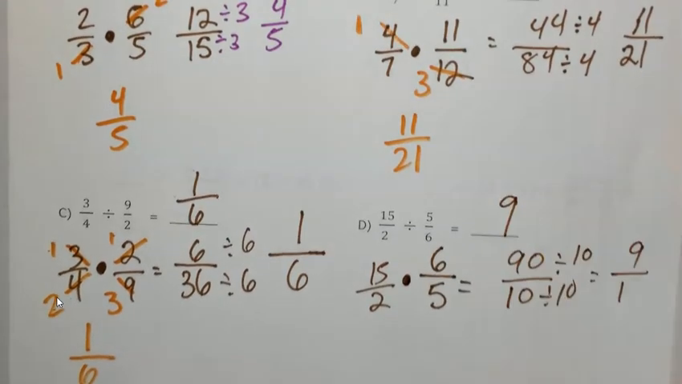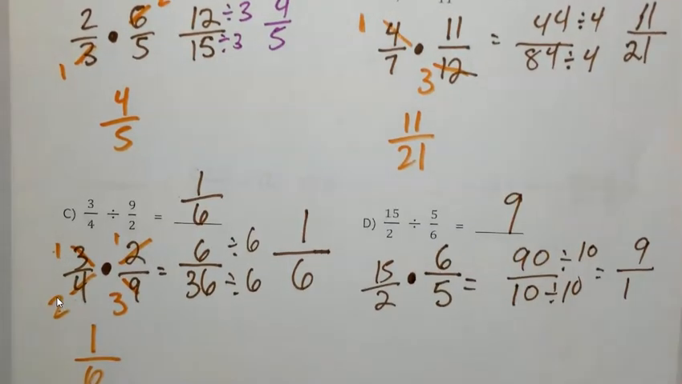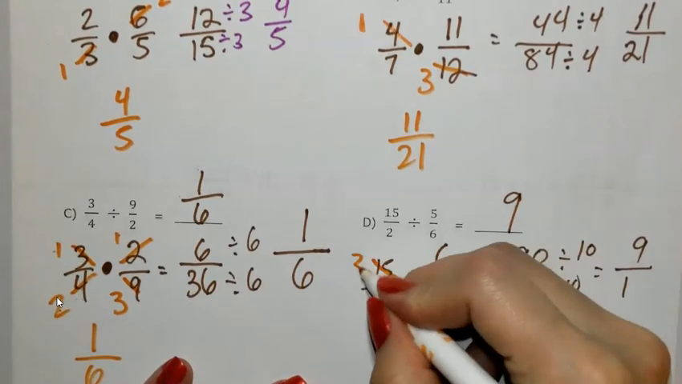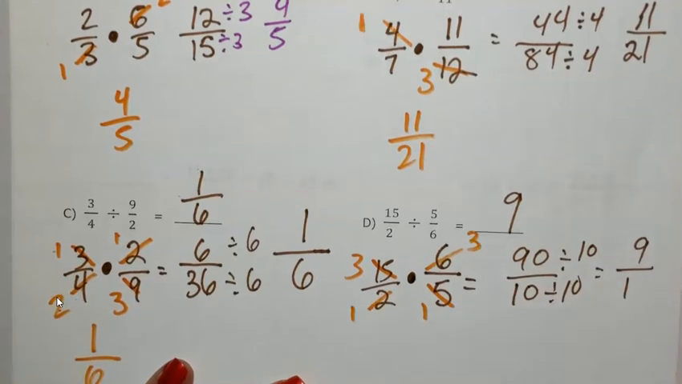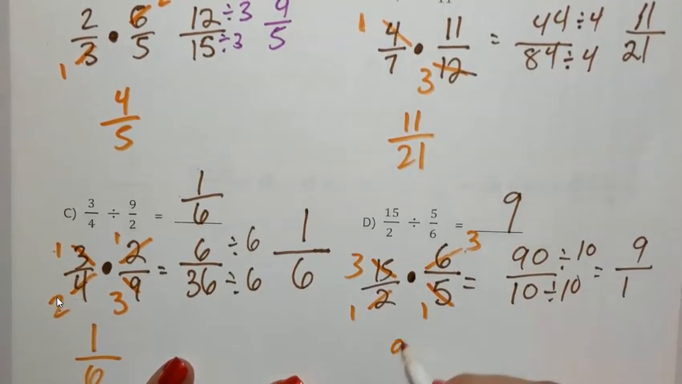It's just 9. You could also do the canceling out here. 15 over 5 is 3 over 1. 6 over 2 is 3 over 1. 3 times 3 is 9. 1 times 1 is 1. That's just 9.